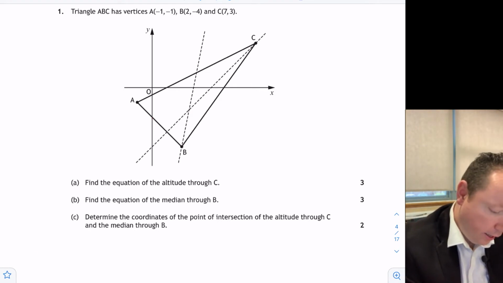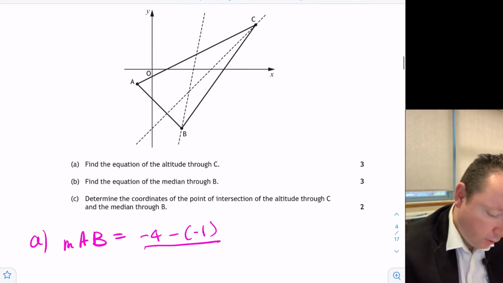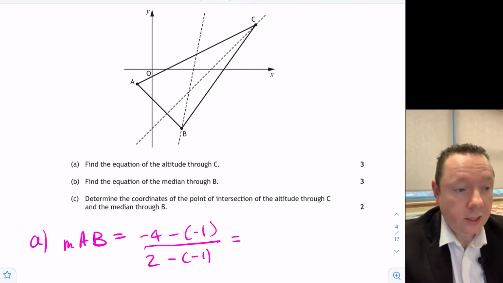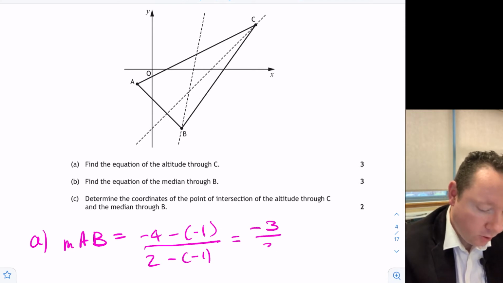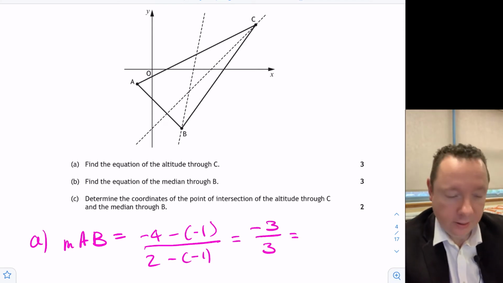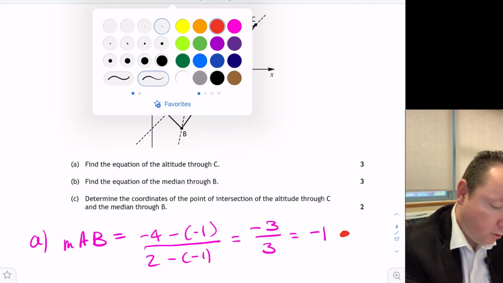So for part A, the gradient of A to B, well, that's going to be -4 take away -1 all over 2 take away -1. So that gives me -4 take away -1, which is -3, over 2 take away -1, which is 3. So we get a gradient of -1. And as far as the SQA goes, that is 1 mark there.